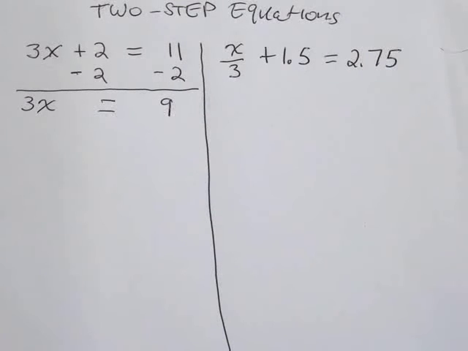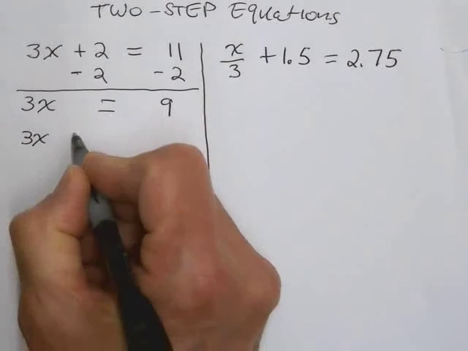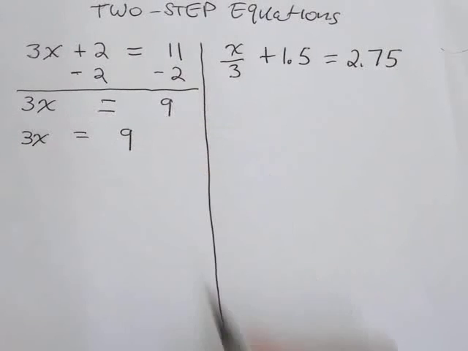So I did one step. My first step was subtraction. My second step is division. I'm going to rewrite the problem so we can see where we are going. Okay, so I have 3x equals 9.